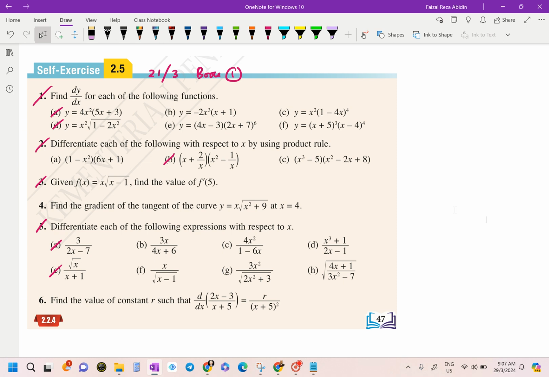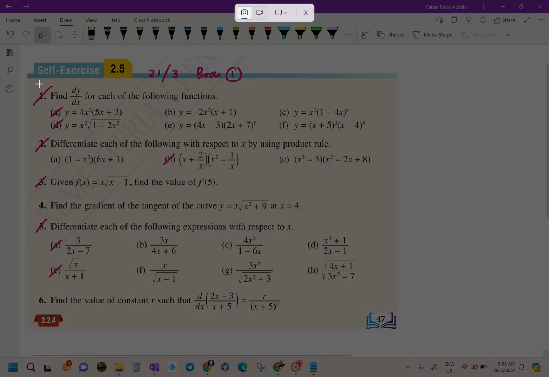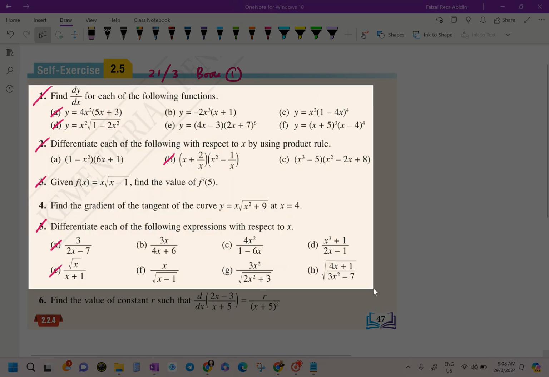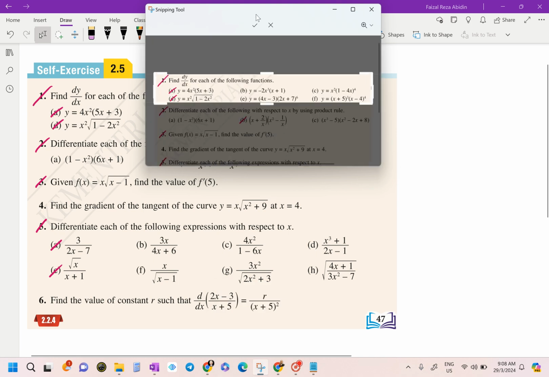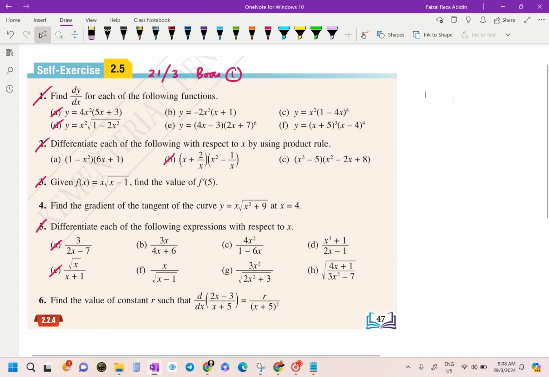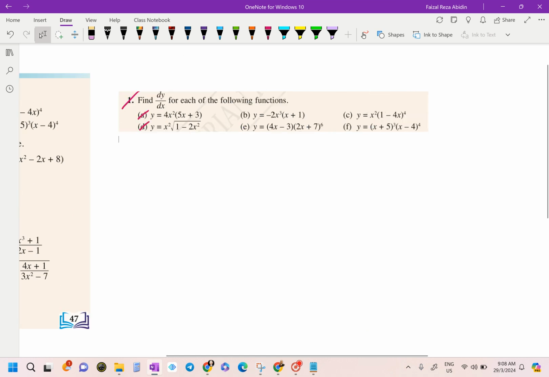Okay, today inshallah we are going to discuss our self exercise 2.5, page 47. If you look over here, I just gave it to you, not all of it. Number 4 and number 6, we are not going to do that one. We are going to look at our number 1A and D first. Let me take this one first. Of course, I'm going to take everything, and then we are going to take only number 1 first. So we go for the first question over here.